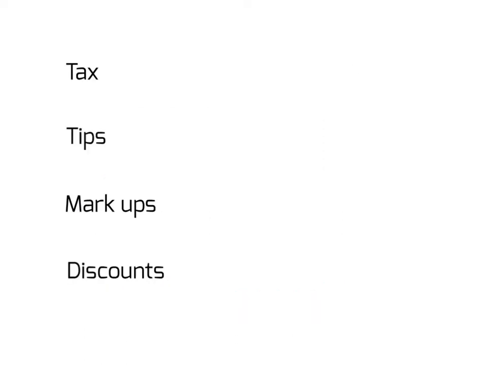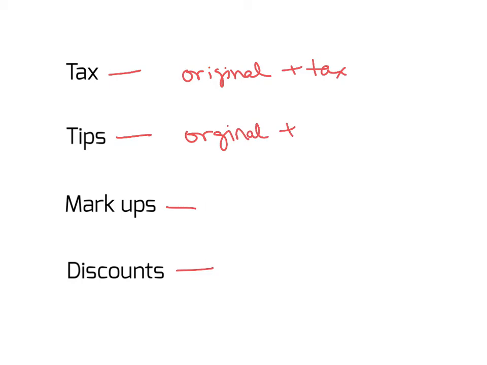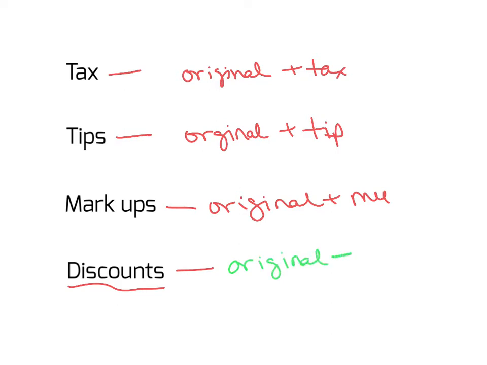So we've talked about tax, we've talked about tips, we've talked about markups, we've talked about discounts. Tax, you take the original price and you add the tax. Tip, you take the original price and you add the tip. Markups, you take the original price and you add the markup. Discounts, however, are a little bit different. You take the original price and you subtract the discount. And we're going to be doing all of these today, more than one in a problem.